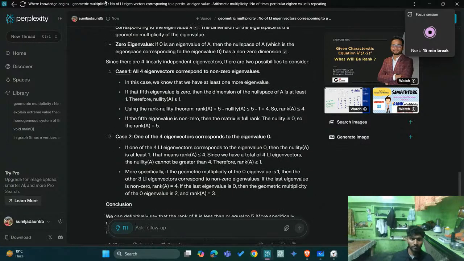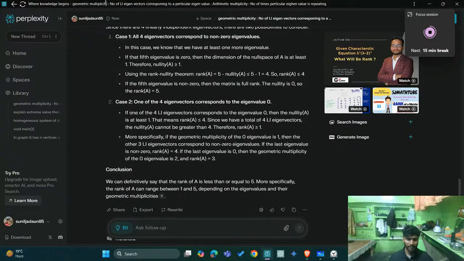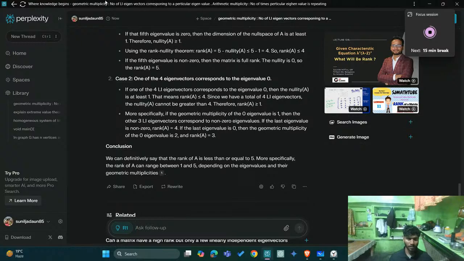Case 2: one of the four eigenvectors corresponds to the eigenvalue 0. If one of the four linearly independent eigenvectors corresponds to 0, then nullity is at least 1. That means rank is less than or equal to 4. We have to note that four linearly independent eigenvectors cannot be greater than 4. Therefore, rank is greater than or equal to 1.